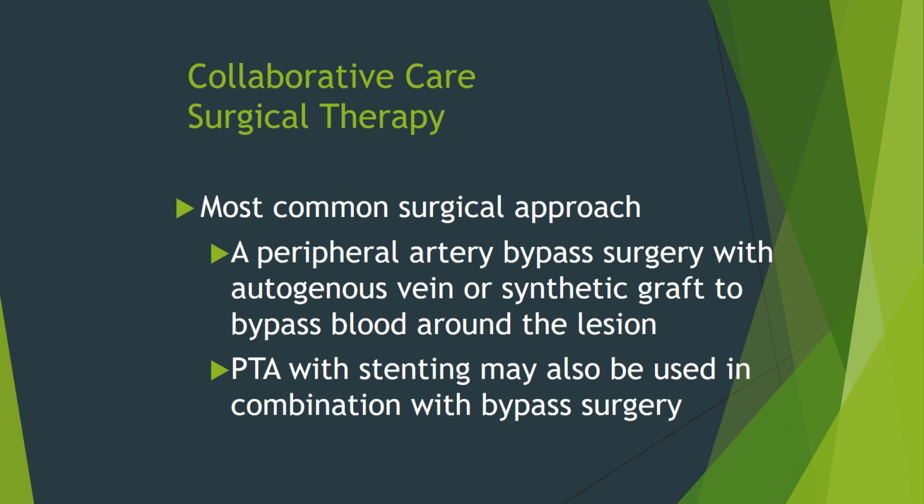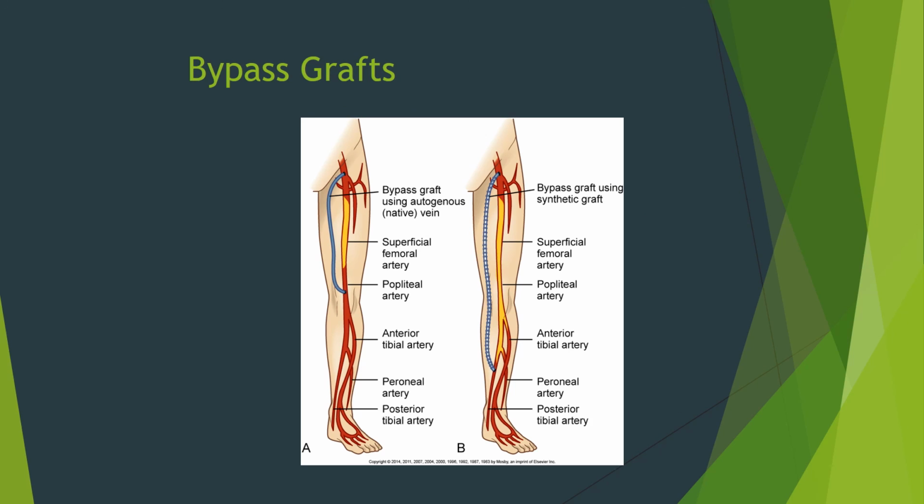And what they can do is bypass where that blockage is and either use a graft with a part of the patient's own vein, or they can use a synthetic graft and bypass blood around that lesion, around that blockage, to get blood lower down in the extremity. And this kind of surgery has been done for years and years and years. This used to be the only option. And so they would do tons of surgeries.